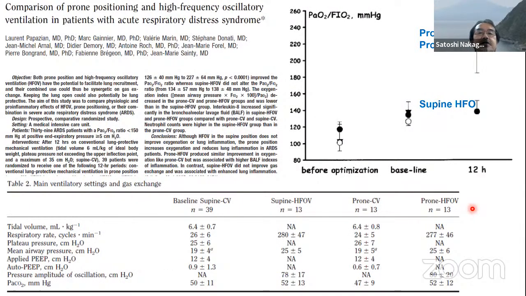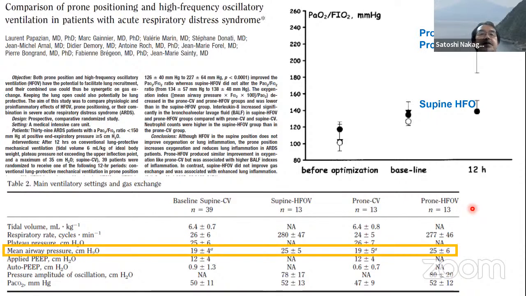When we look at the mean airway pressure settings, before applying the high frequency oscillation, with conventional mechanical ventilation their mean airway pressure was around 19 centimeters of water. With the high frequency oscillation, they applied 25 centimeters of water, both in the supine and in the prone positioning. So applying the prone positioning with the high frequency oscillation, the patient has the best oxygenation level with the combination.